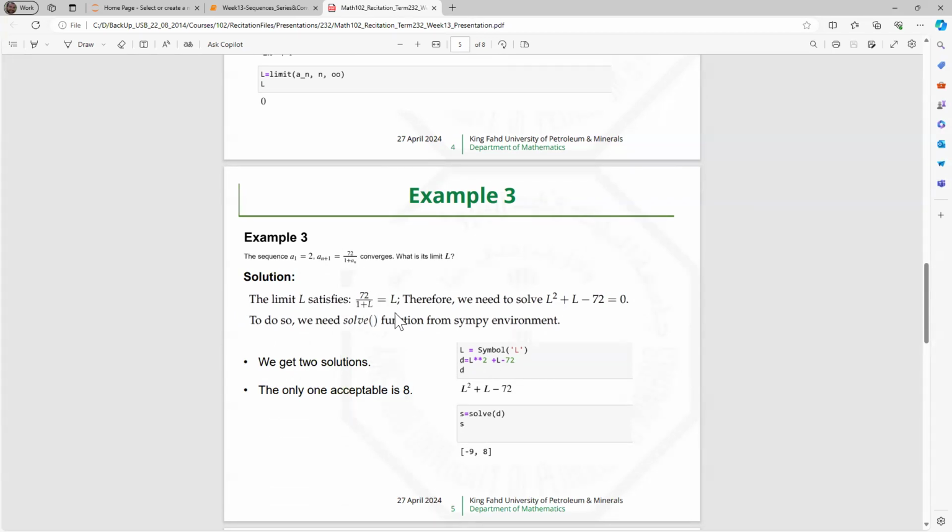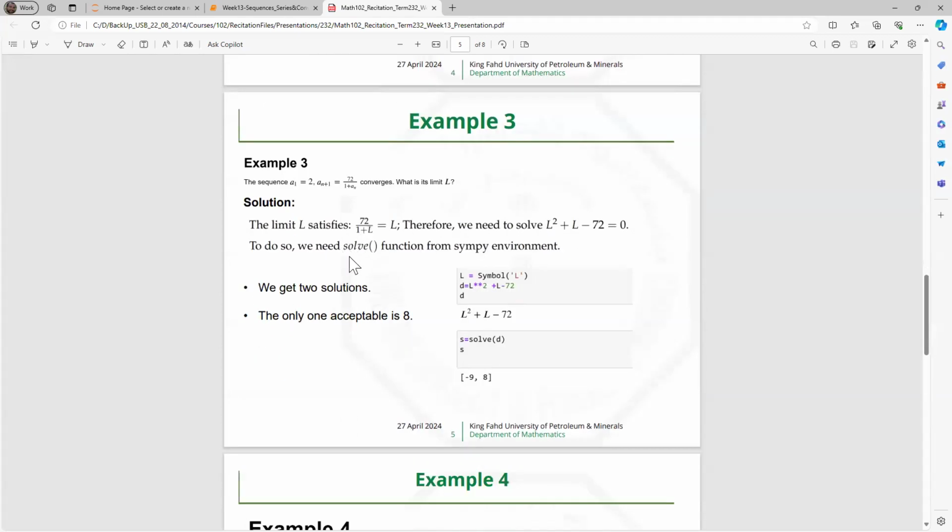Why are we solving this? You might have seen it already in the lecture part. If this sequence converges, so the (n+1) term converges to the value L, and also a_n converges to L, so we'll have a_(n+1) equals a_n, or again 72 over 1 plus a_n equals L. Okay, so if we try to solve this equation, we get this form: L squared plus L minus 72 equals 0.